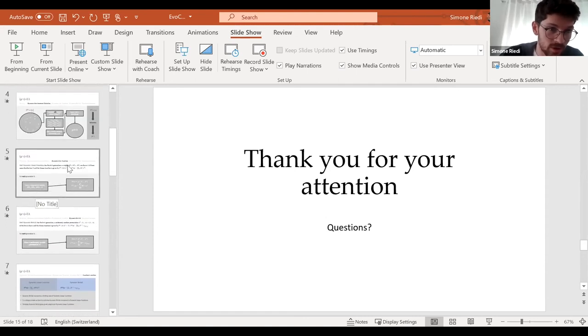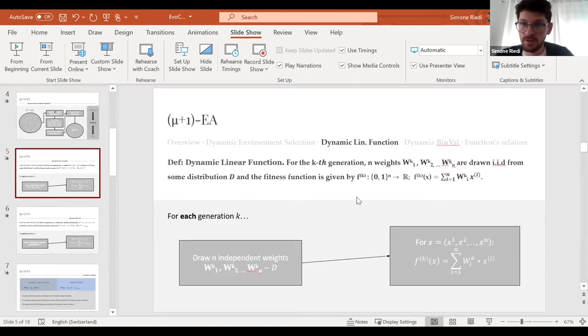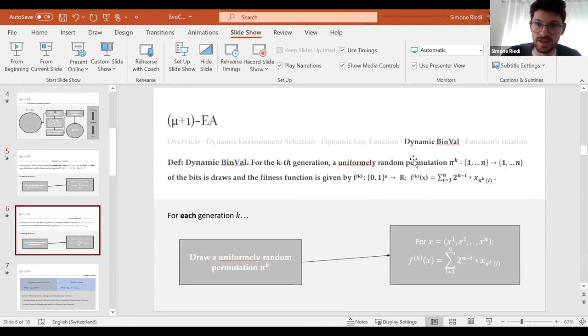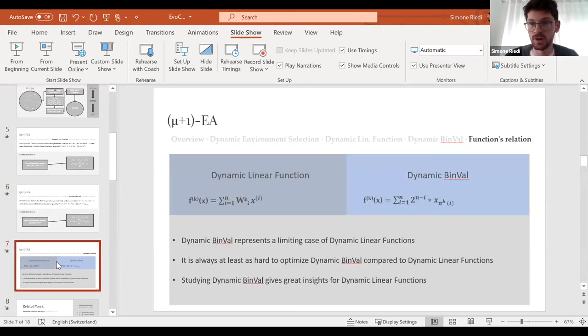Okay, so I started off talking about the dynamic linear function. This would be the starting point because it's more popular or has been studied a little bit more. And from this dynamic function, we reach the dynamic BinVal function, which is the function we have all results on in the paper. And the reason I talked about the dynamic linear function in the first place is because there is a strong connection between these two functions. The dynamic BinVal function, which is the function we studied, is a harder instance of the dynamic linear function. So studying this function gives good insights on the other function. All right, that's good. Thanks.